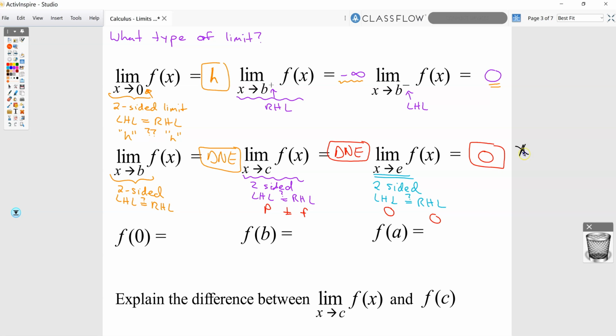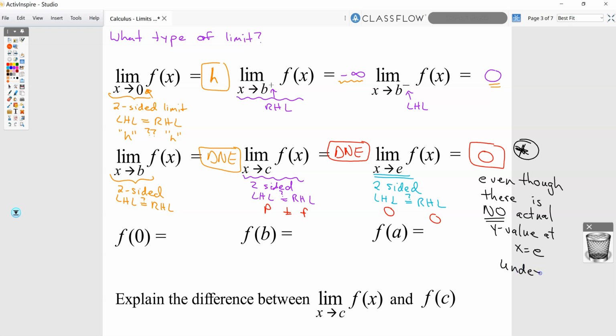So notice right here, we are saying that the limit of the function on both the left and the right of x equals E is 0, even though there is no actual Y value at x equals E. At x equals E, we are undefined. Because we have an open circle, there is no Y value at x equals E.